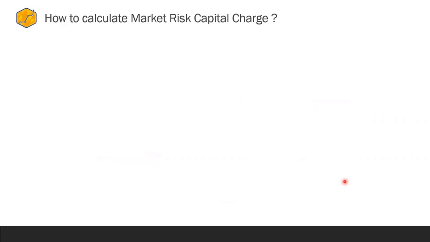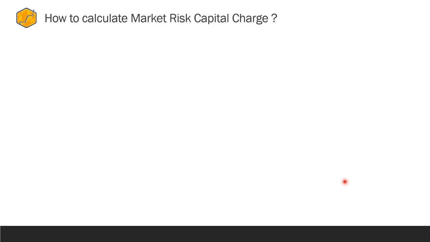Those who have studied FRM would already have gone through this process, but they don't tell you systematically how the whole thing works. So I've tried to paint a very simple picture that will tell you exactly how market risk capital charge is calculated. And we will come back to this particular scheme again and again, okay? Because the broad scheme of how to calculate market risk capital charge is important. So you have to be comfortable with this framework that I'll show you.